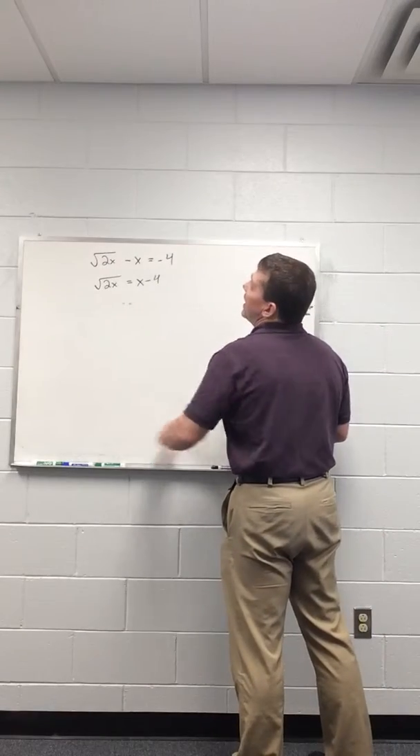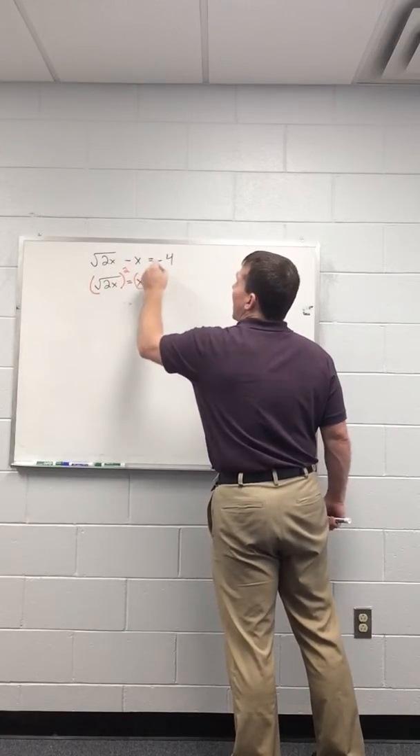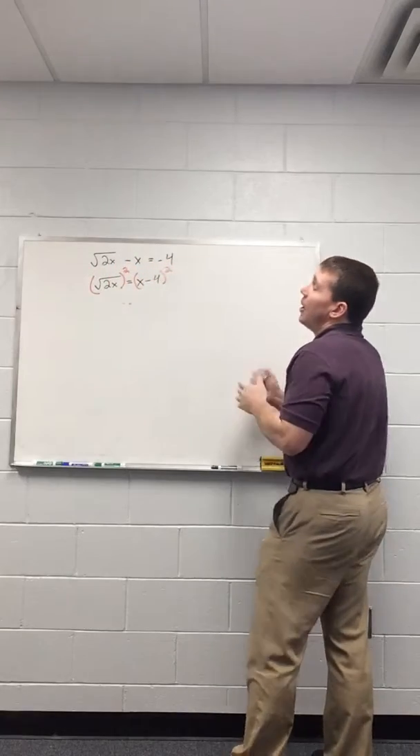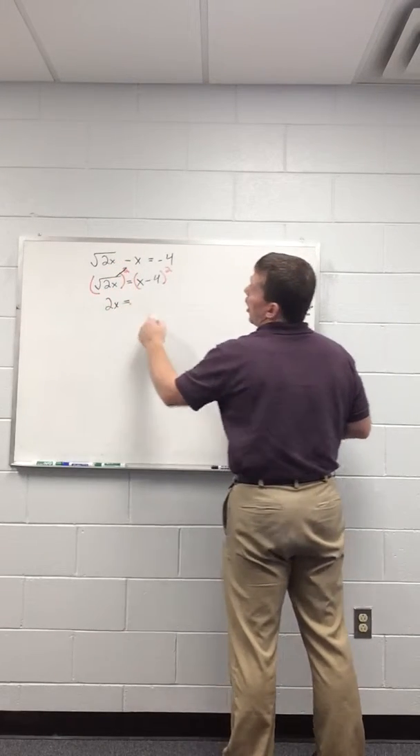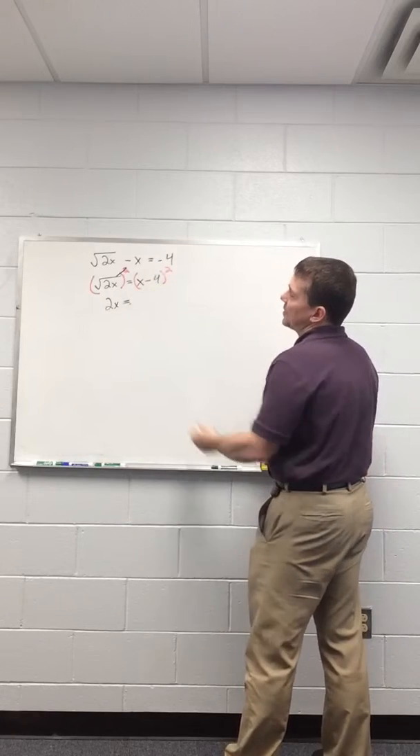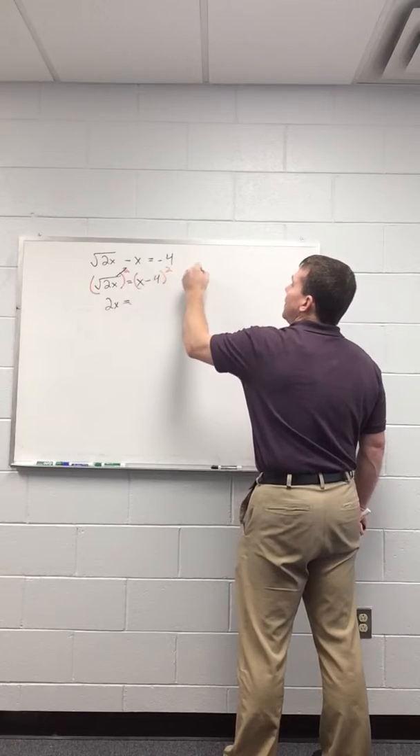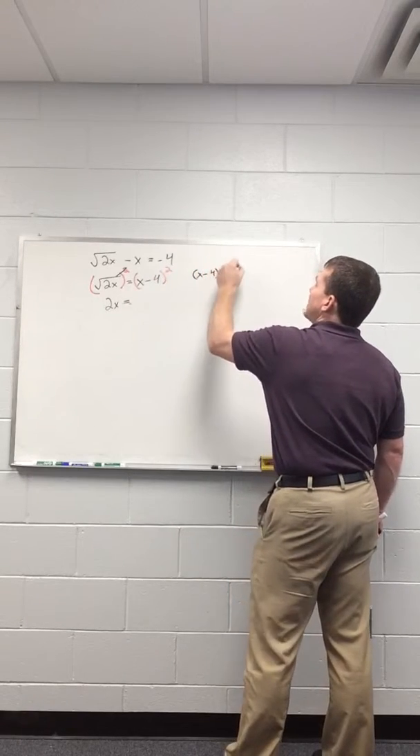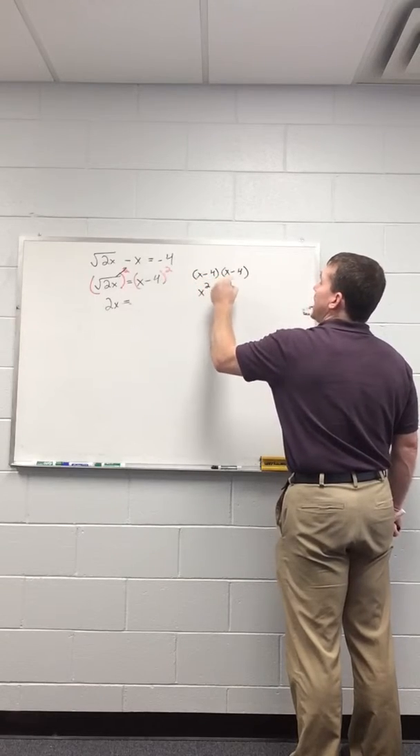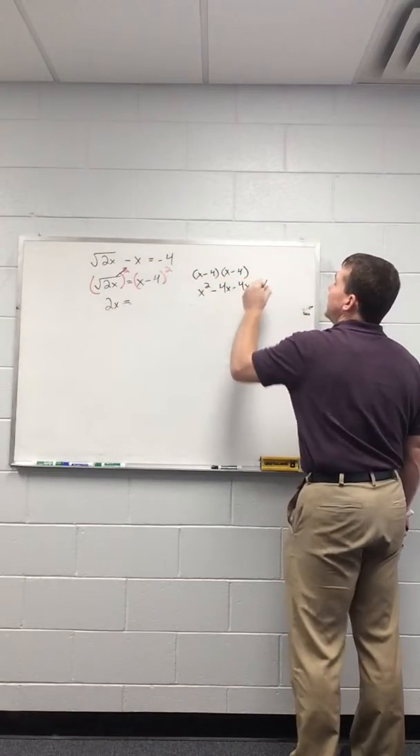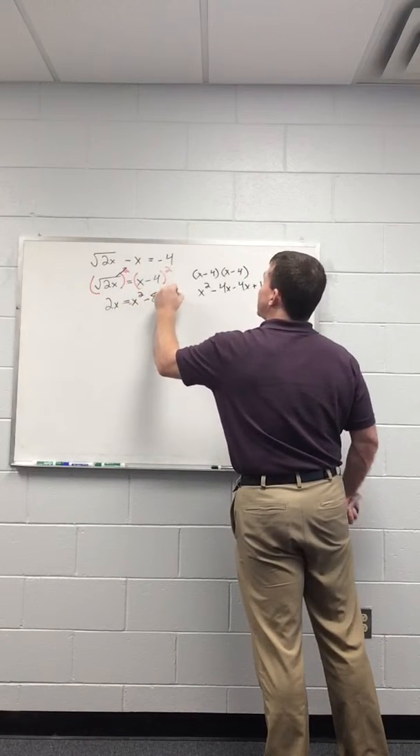Square both sides. Just be aware when you do this, I square the left, I square the right. On the left, the square root and square cancel, you get 2x. On the right, you do not just square the x and the 4, you have to FOIL that out. You have to square everything. I'm sure you can all FOIL this in your head, but just to write it out, x minus 4 times x minus 4 is x squared minus 4x minus 4x plus 16. So that's x squared minus 8x plus 16.